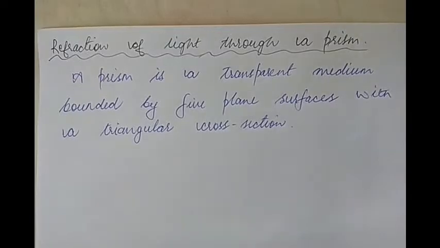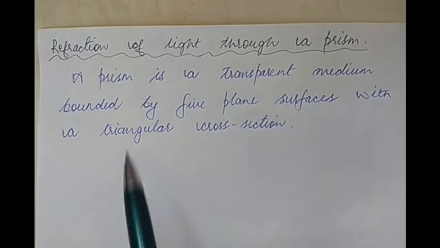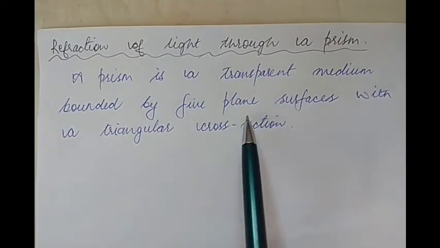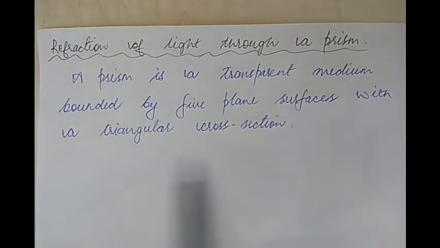In this video, we are going to discuss the topic refraction of light through a prism. So let us first of all start with the definition of the prism itself. A prism is a transparent medium bounded by 5 plane surfaces with a triangular cross-section.